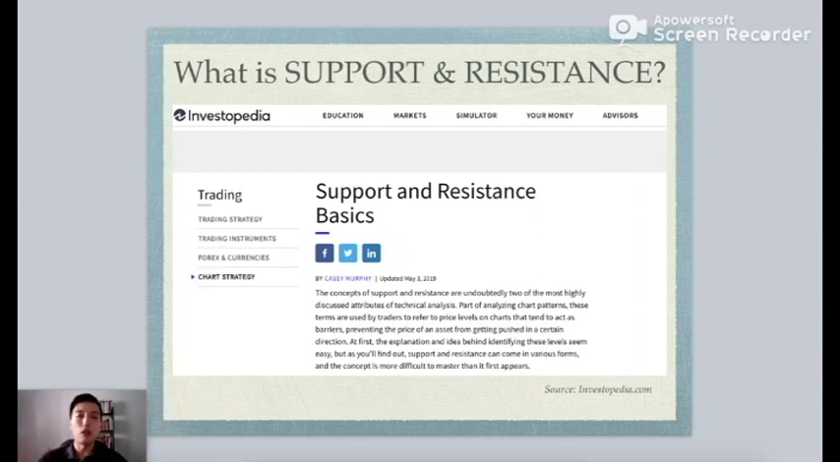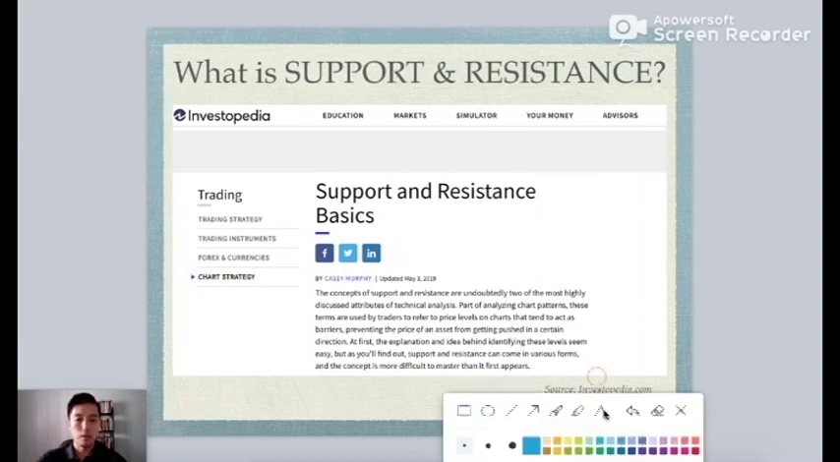Alright, so basically that gives you a rough idea and overview of what candlestick patterns are and how they form in the chart. Now we go to the key part of this video: what is support and resistance? Basically, support and resistance is just a part of analyzing the chart itself.